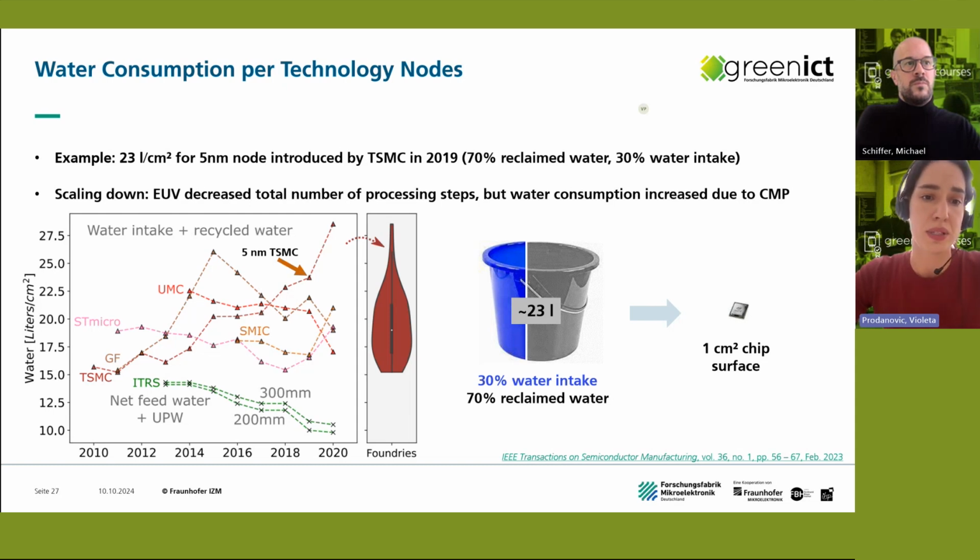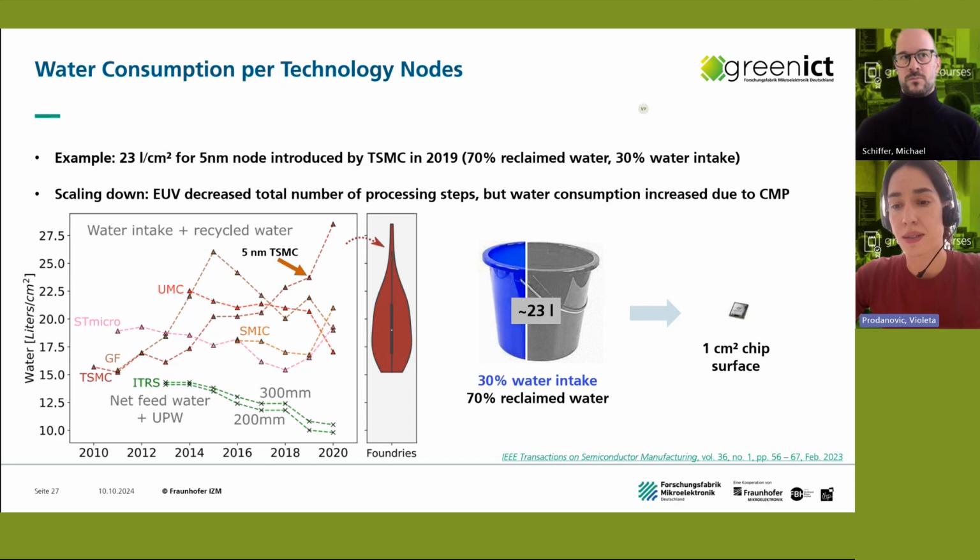There is a visible spike after the company introduced the 5 nanometer node. For the rest of the companies, the situation with the water consumption per processed silicon area is not really clear. However, these ITRS lines on the bottom part of the graph do show that the industry is really not managing to keep up with the ITRS recommendations.